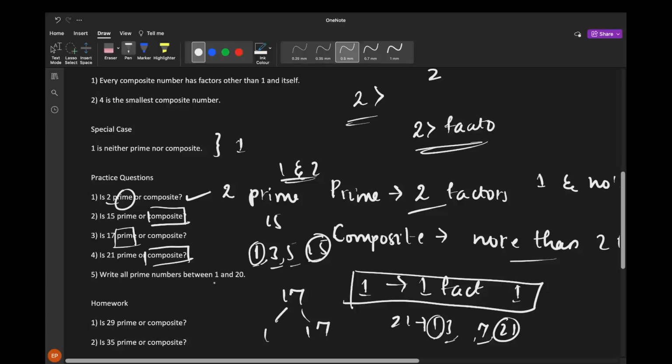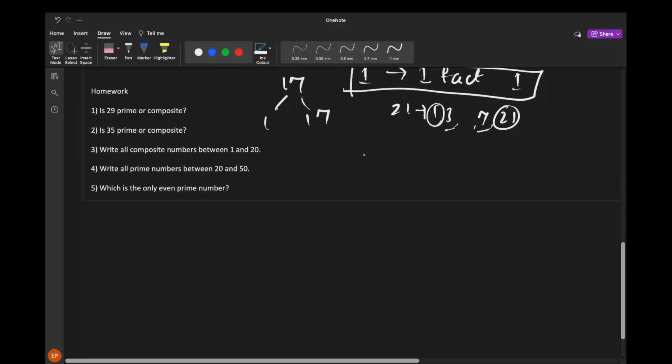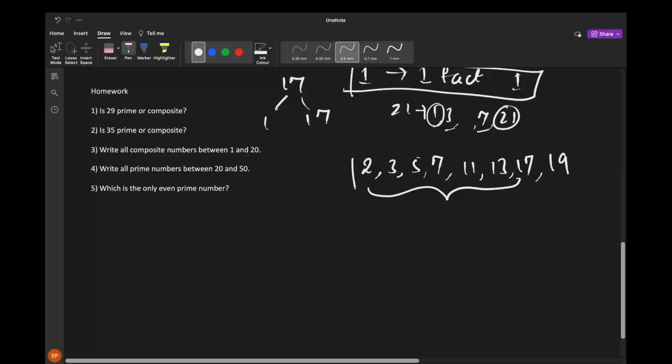Write all the prime numbers between 1 and 20. 1 is neither prime nor composite, right? We'll start. 2 is a prime number, 3 is prime, 5 is prime, 7 is prime, 11, 13, 17, 19. These are all the prime numbers between 1 and 20.